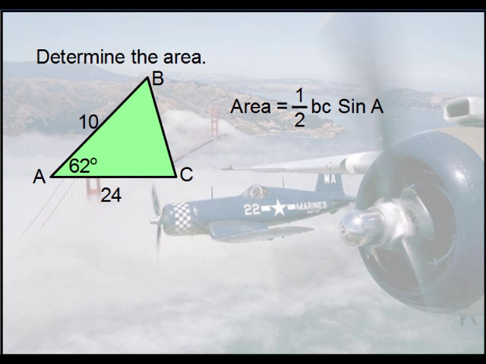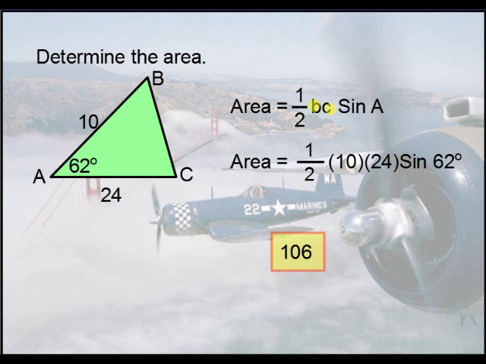So here's our formula, and what we're going to do is plug in our two sides here and here. So it's 1/2 of the two sides, and then take the sine of the angle. That's essentially it. Just plug those values into your calculator, and you'll get 106. And that's really it.